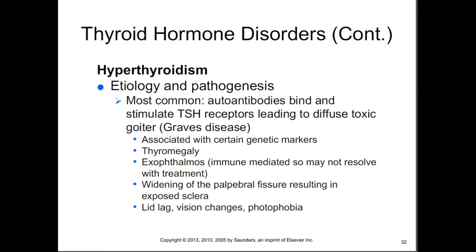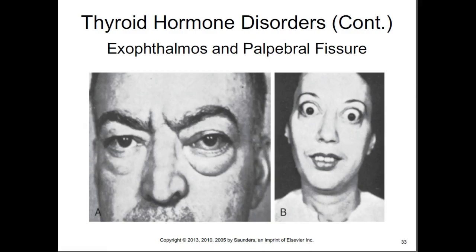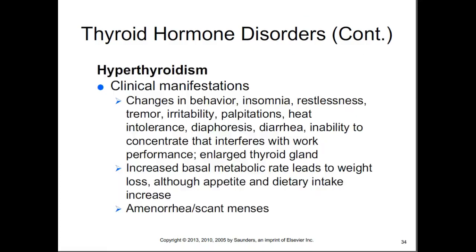Immune mediated, so it may not resolve with treatment. Right, you have a widening of the palpebral fissure, resulting in an exposed sclera. You might see lid lag, vision changes, and photophobia. Right, so you could see that kind of drooping, and then exophthalmos.